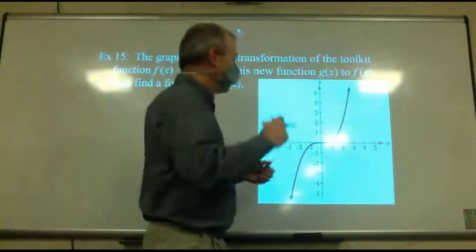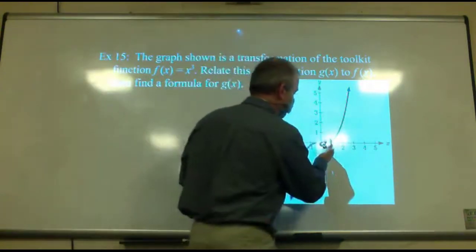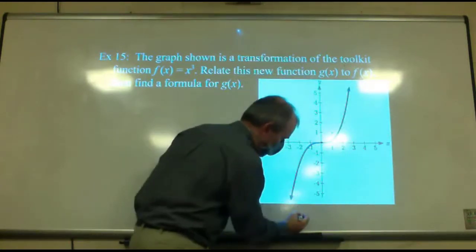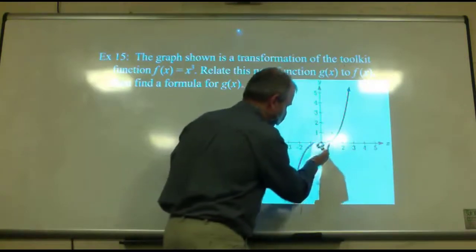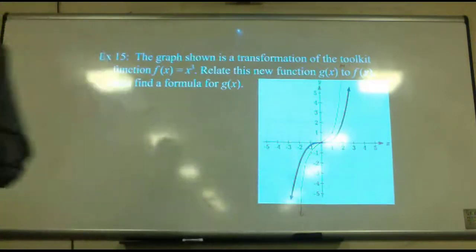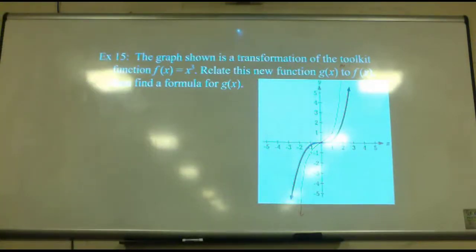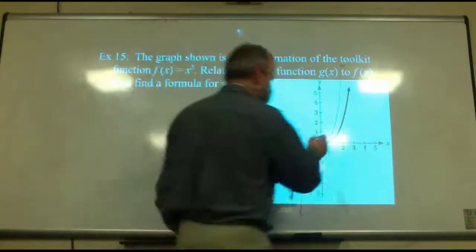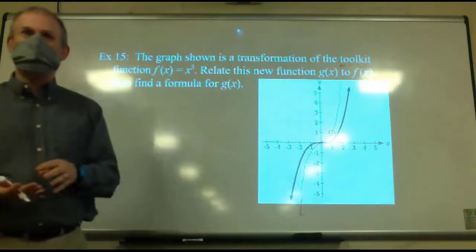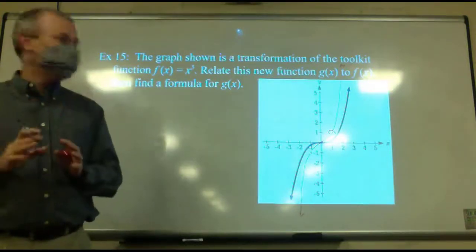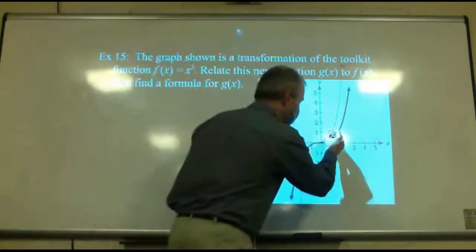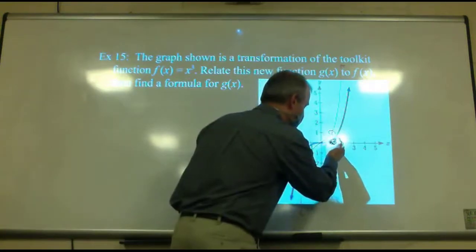So the toolkit function for x cubed looks like this. It goes here, and then it goes way up here to 8, and then it goes here, and way down here to -8. So the original function would look something like that in red. Okay? Since we were told that this was a stretch or a shrink, the key thing we want to look at is probably this point right here. Did it get stretched or did it get shrunk? The red one is the original. The blue one is the new one. It got shrunk, right?